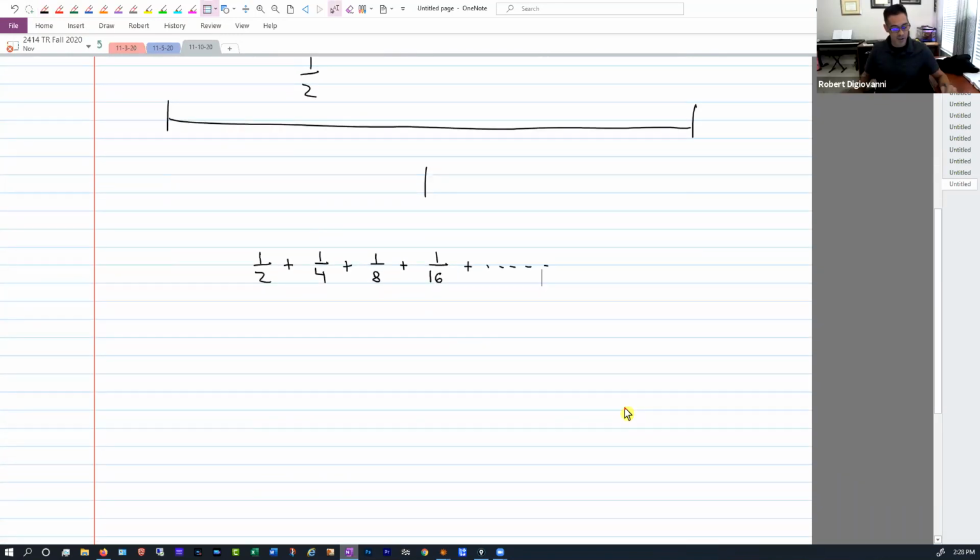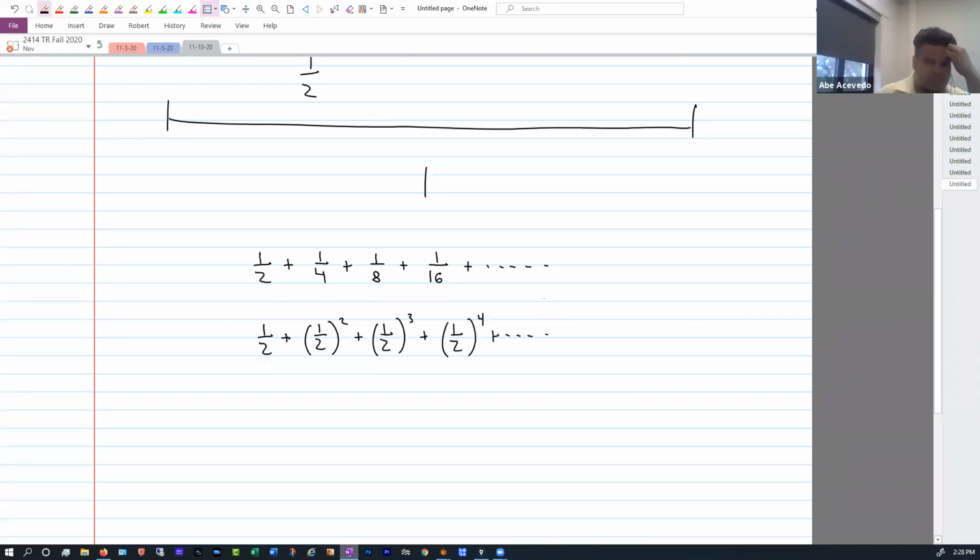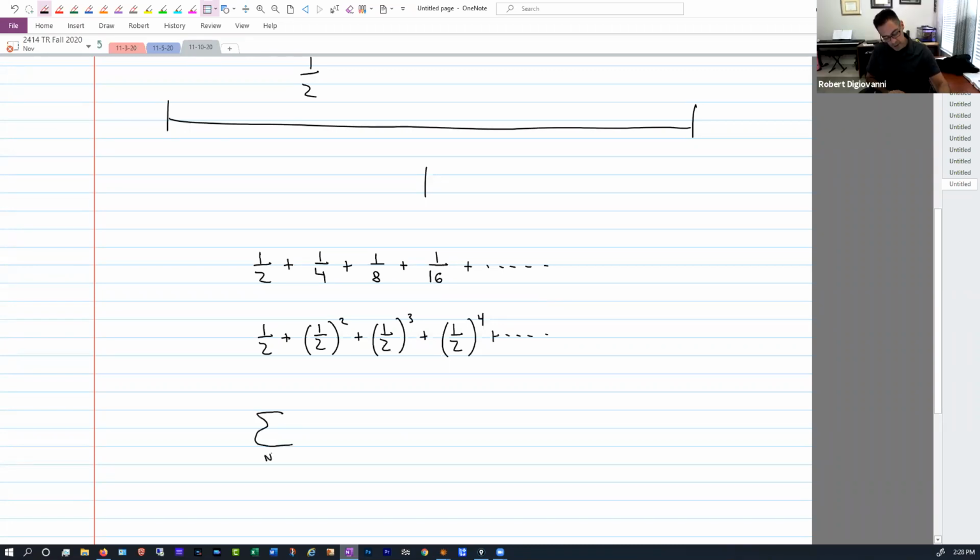This is a geometric series because this is 1/2 plus 1/2 squared plus 1/2 cubed plus 1/2 to the 4th plus dot, dot, dot, right? You buy that? Now we need to write that as a sum. So can we rewrite this as a sum right now? All right, just think about what this is. This is 1/2 to the first power, 1/2 squared, 1/2 cubed. So how would I write that?